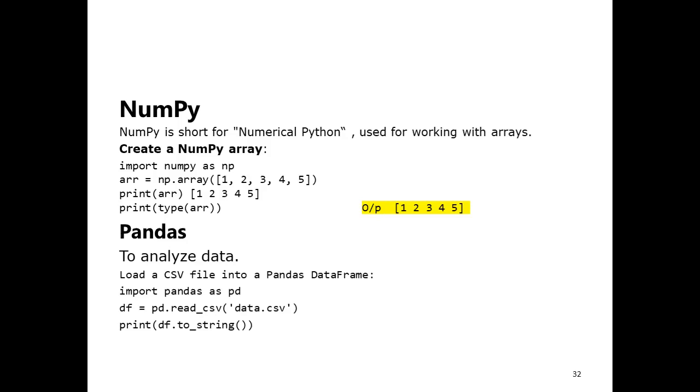You can use print, then it will display. If you want to know the type, maybe it is an object, integer or string, whatever, then you can use print(type(array)).